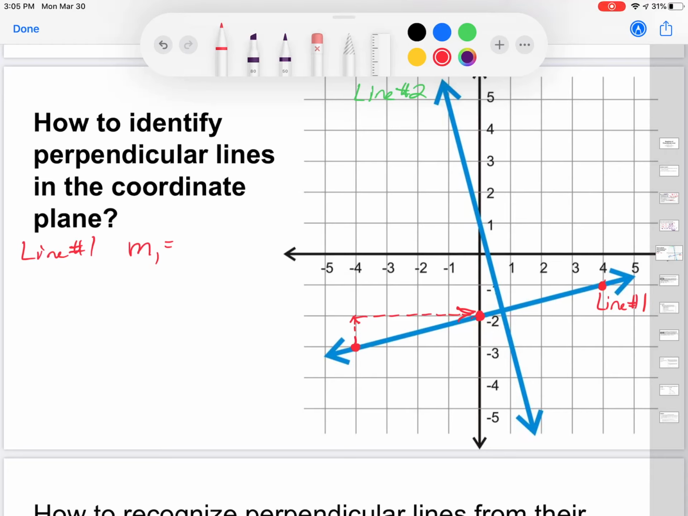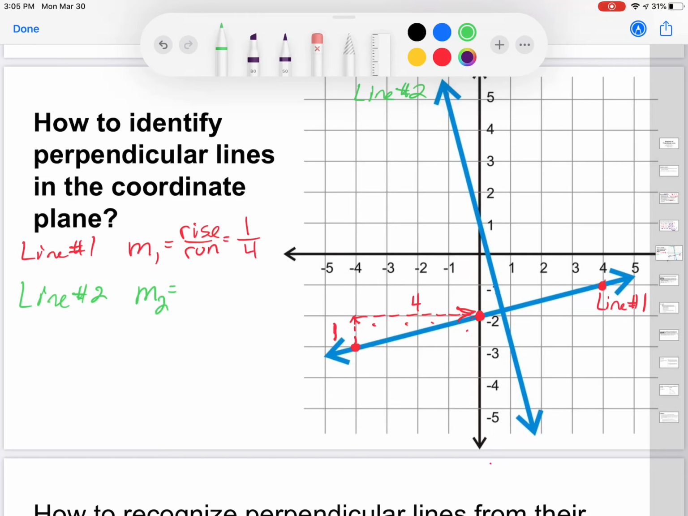And you can easily see that the rise is equal to a positive 1 because that's going up. And my run is 1, 2, 3, 4, so that is a positive 4. And rise over run, remember, that is our slope. So that's going to be 1 over 4. Okay? And switching colors here, we're going to look at line number 2.